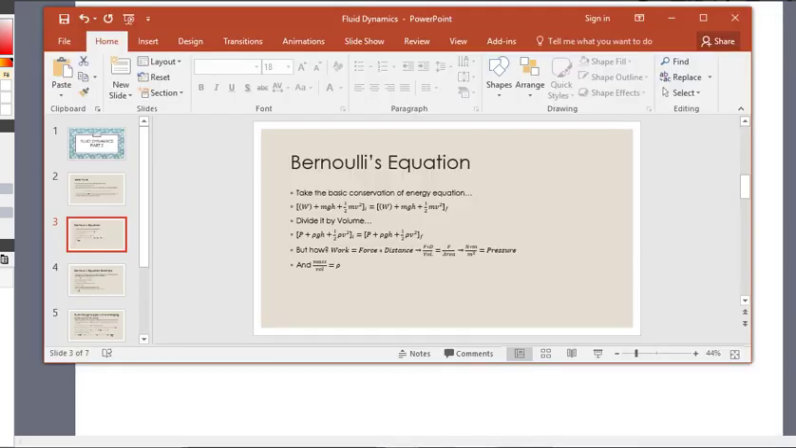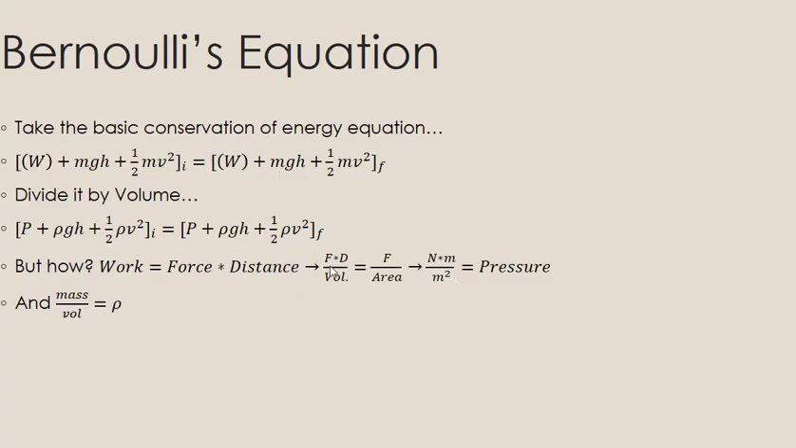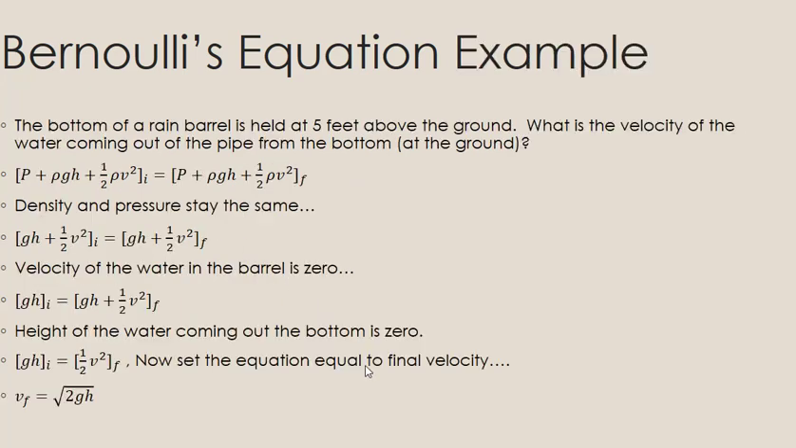Great. So now, mass divided by volume is equal to rho, okay? So when we divide mass in each case here by volume, we get rho, which replaces it right here, here, here, and here, okay?